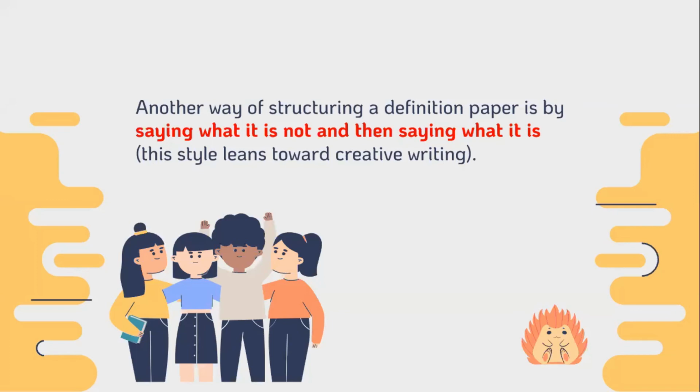Another way of structuring a definition paper is by saying what it is not and then saying what it is. This style leans toward creative writing. So creative writing can be used to write an extended definition. You can give more explanation about the topic by saying what it is not in order to know what it is.